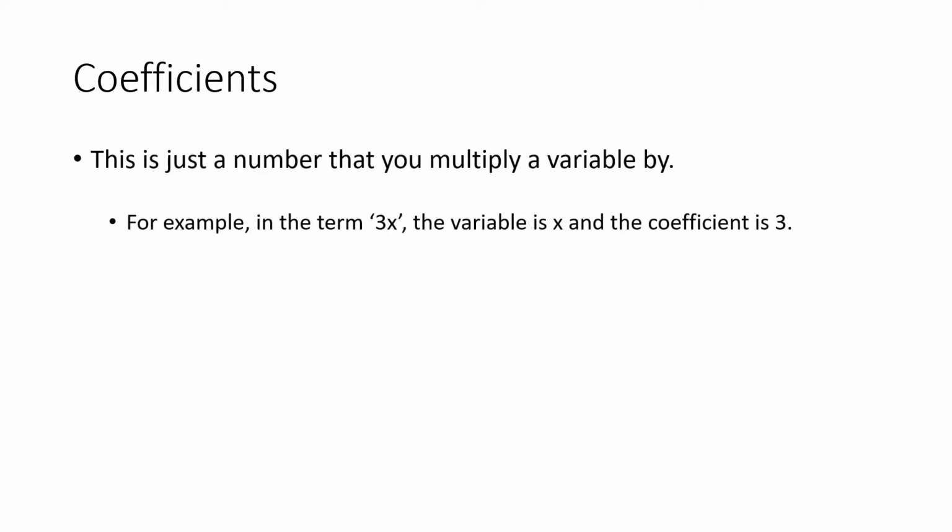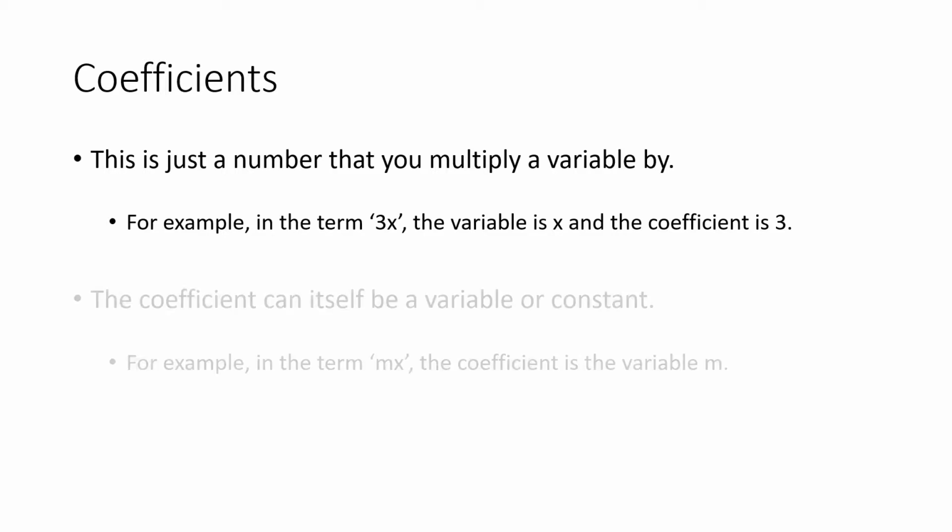Then we've got coefficients. A coefficient is just a number that you multiply a variable by. For example, if you've got a term 3x, then the variable is x and the coefficient is 3 because that's what you multiply the variable by.